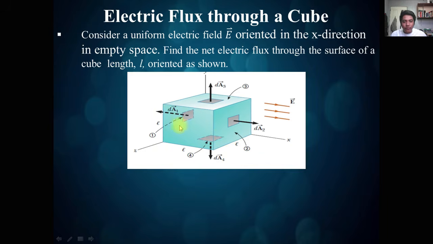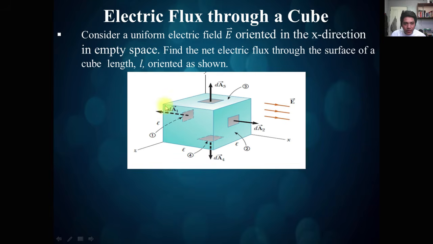At the bottom of the cube, if the electric field is in this direction, the normal vector is facing here, because it's always perpendicular to the plane, okay? The bottom face of the cube. So the normal vector is here, the electric field is here, so the angle between the area vector and the electric field is 90 degrees again. So that gives us 0 electric flux.